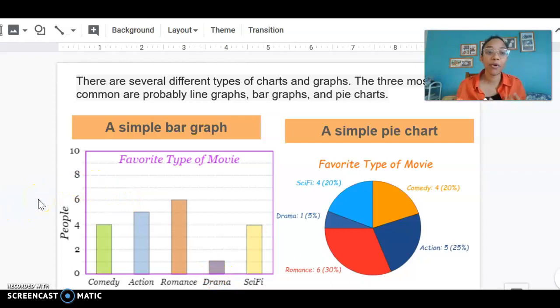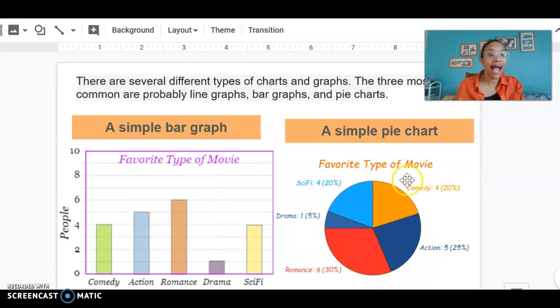Next, we can look at a simple pie chart. This shows the same information, people's favorite types of movies, but it's represented in a different way. In this case, the circle is one whole, and all of the sectors, or little portions here, represent percents. So 20% of people liked comedy. That's 20% meant for people. Notice that we have the same quantity here, but it's represented in a different way there. Here we see drama as 5%.